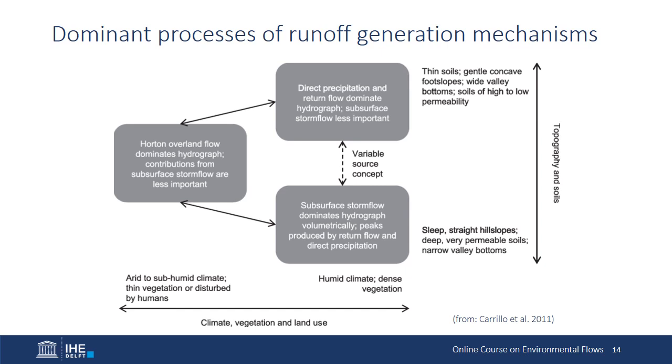If we have thin soils and gentle concave foot slopes, for example, direct precipitation and return flows are more important on the hydrograph formation. If you talk about steep slopes with straight hill slopes and permeable soils, the subsurface storm flow or interflow components will dominate the hydrograph, and peaks will be produced by return flow and direct precipitation effects.